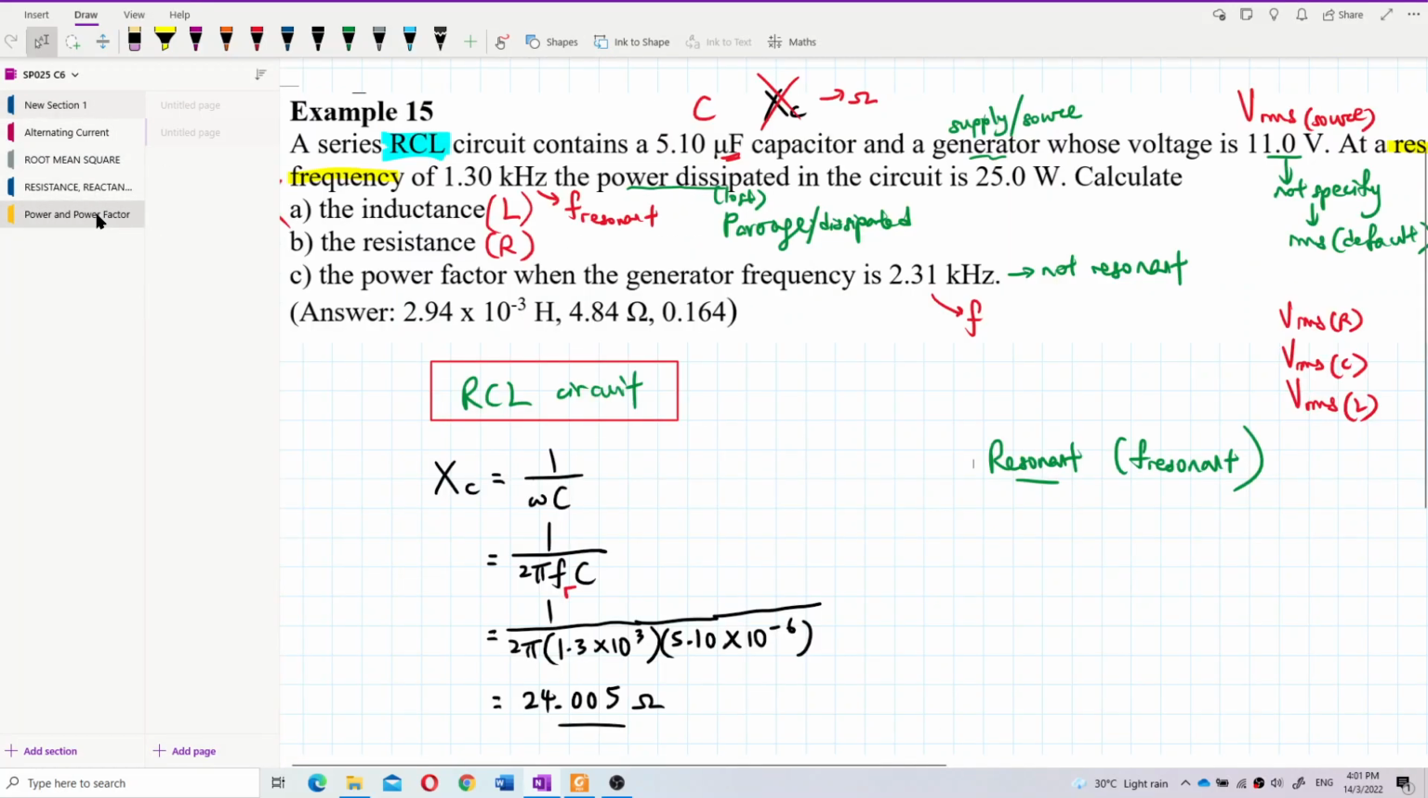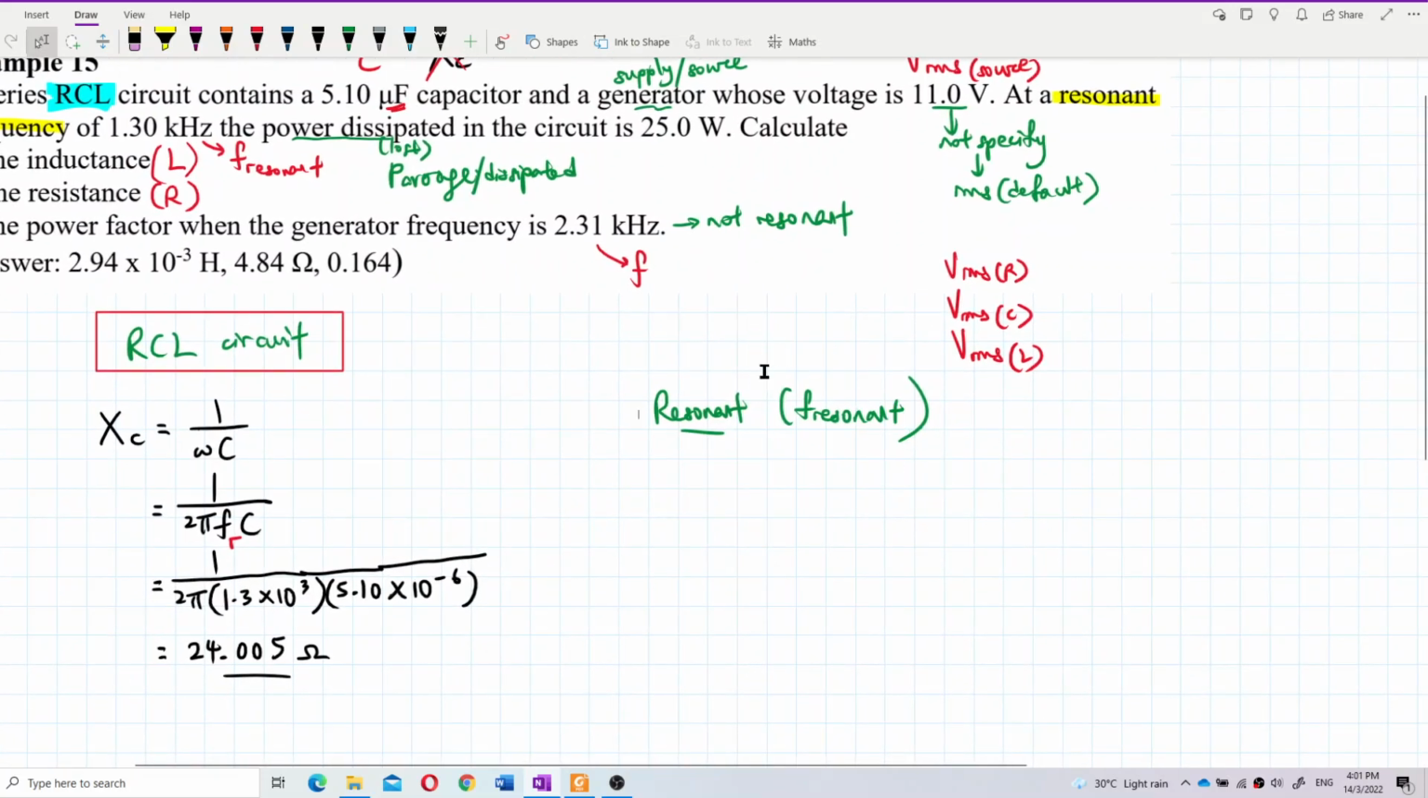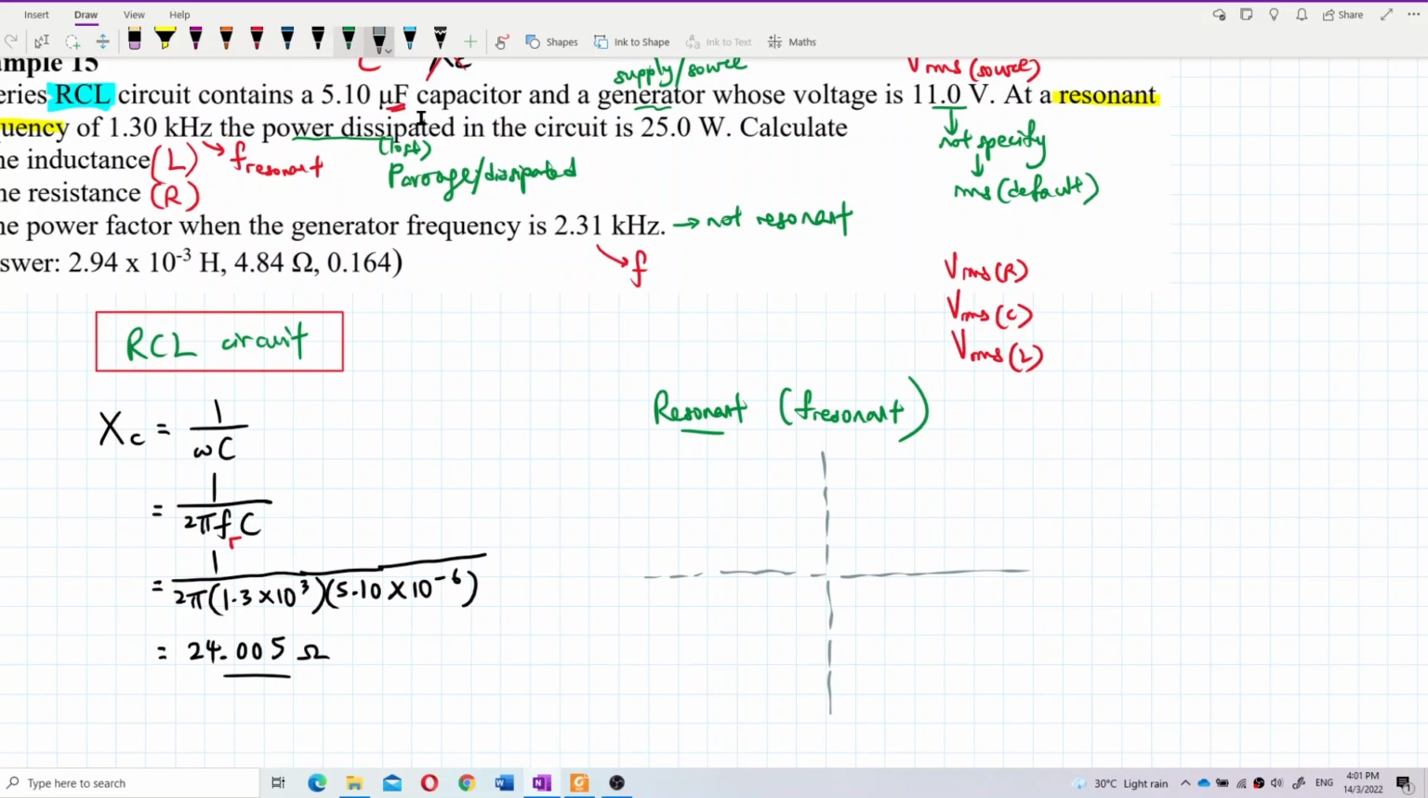So let me continue. When resonant frequency is achieved, this is the thing that happens. Let me draw the phasor diagram again. When frequency becomes resonant frequency, first of all, I want to draw the current, IRMS. Where is the resistor? The resistor is always in phase with current.